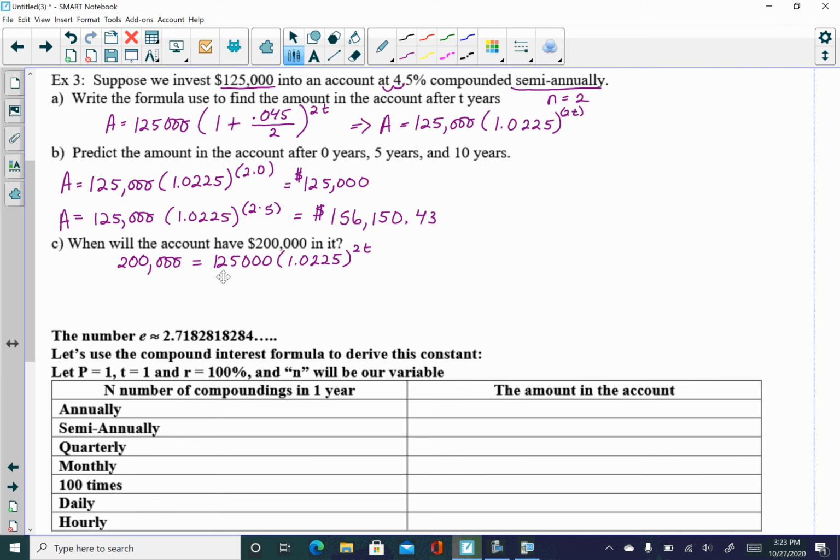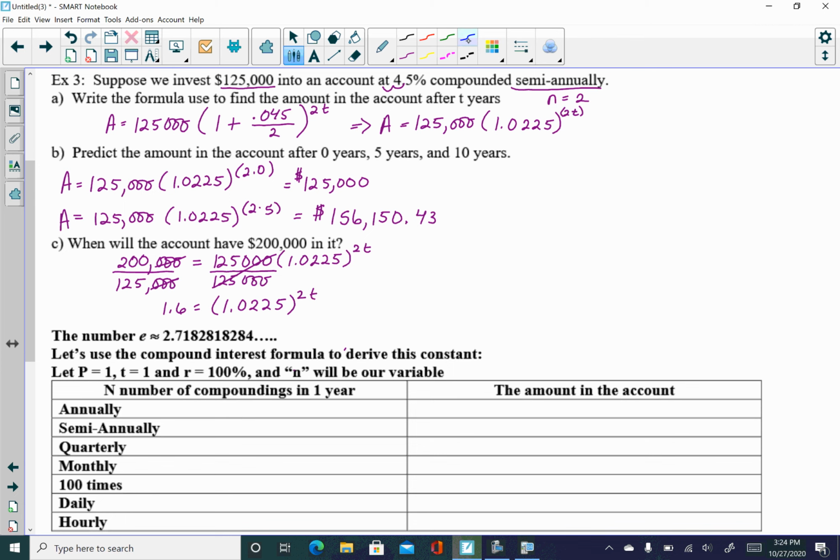So I want to make this a little bit cleaner before I go straight to my calculator. You're trying to get closer to getting this t all by itself. So I can divide both sides by 125,000. If I divide by 125,000, it cancels out over here. I can knock out these zeros that they have in common. And then actually 200 divided by 125 is 1.6. And that leaves me over here with 1.0225 raised to the 2t.